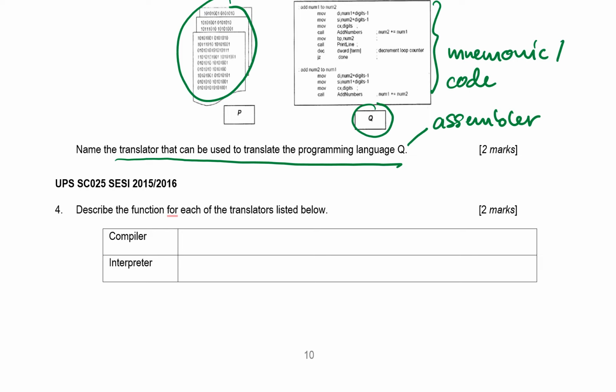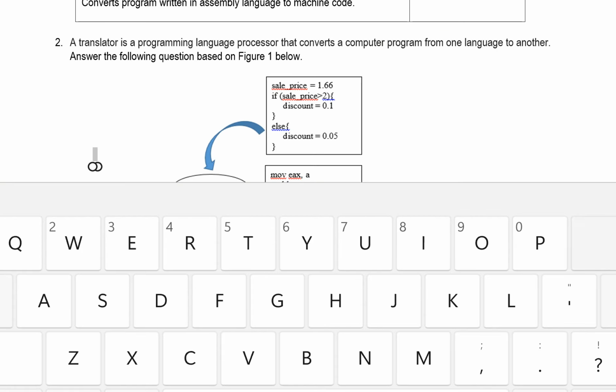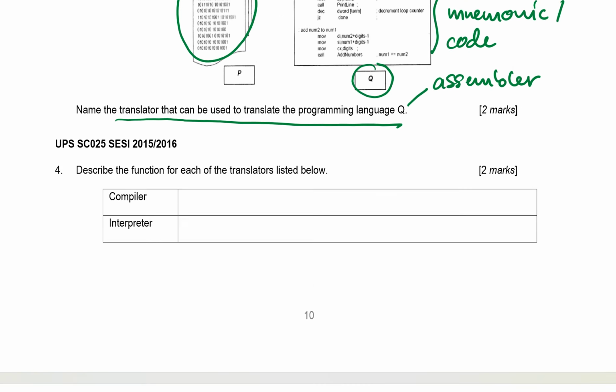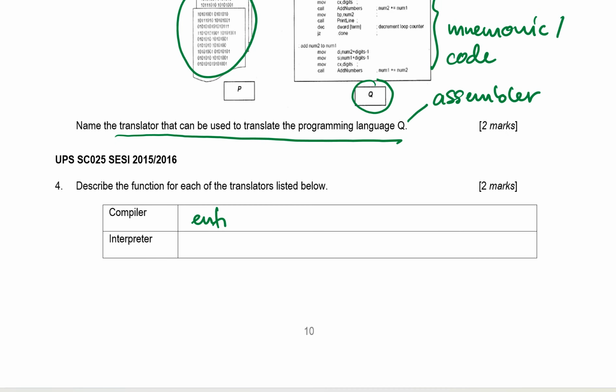So translate what? Entire program. So I repeat, a program that translates an entire program. The keyword here is entire. So you start with a program that translates an entire program statement written in what? High level language into machine language. That one is compiler.